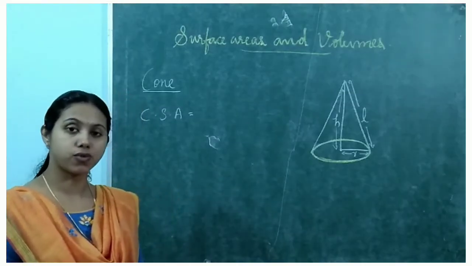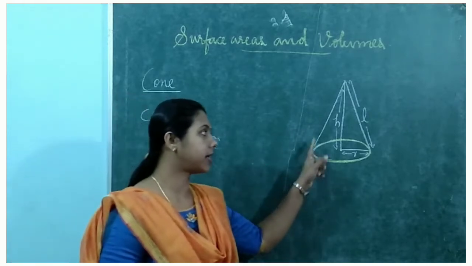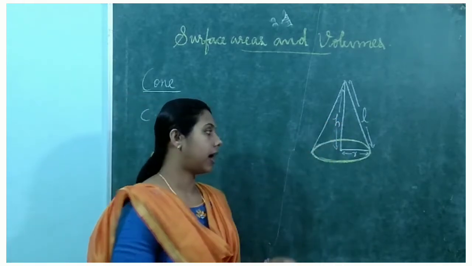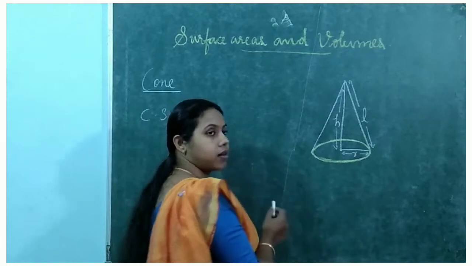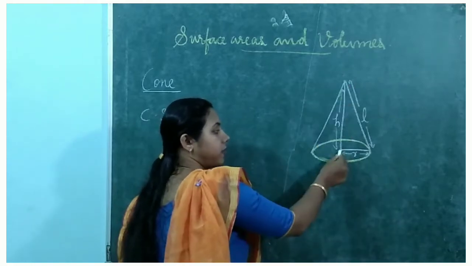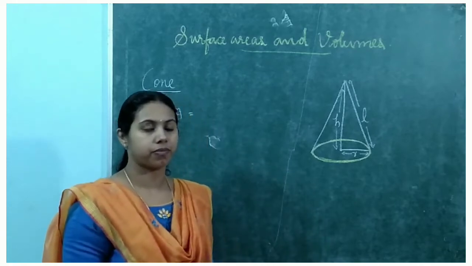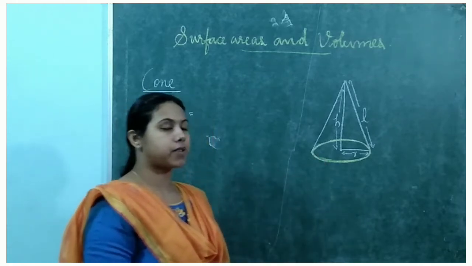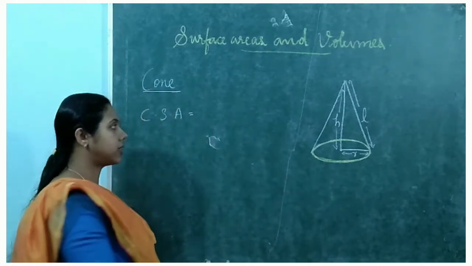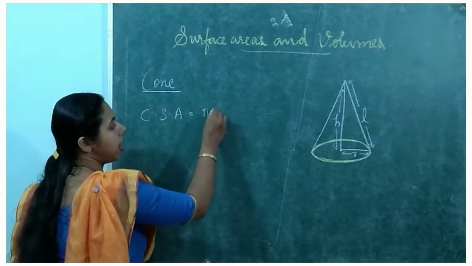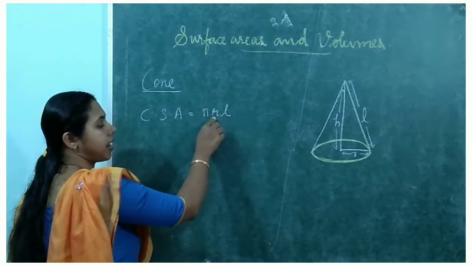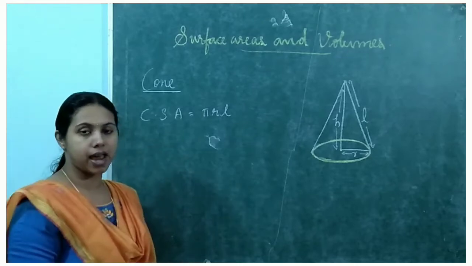A cone has two faces, a circular face and a curved face. And this is the radius of the cone, and this is the height of the cone, and this is the slant height of the cone. We know that the curved surface area of a cone is equal to pi r l, where r is the radius and l is the slant height.